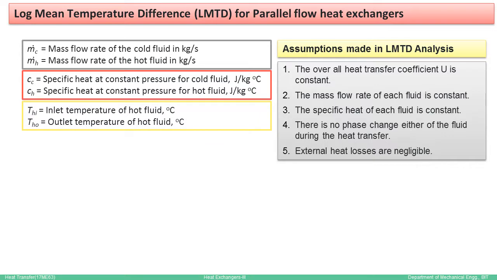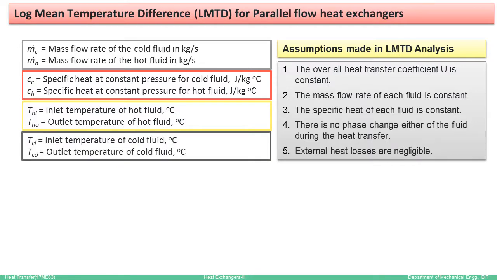Thi is the inlet temperature of hot fluid in degree Celsius, and Tho is the outlet temperature of hot fluid in degree Celsius. And similarly, Tci is the inlet temperature of cold fluid in degree Celsius, and Tco is the outlet temperature of cold fluid in degree Celsius.